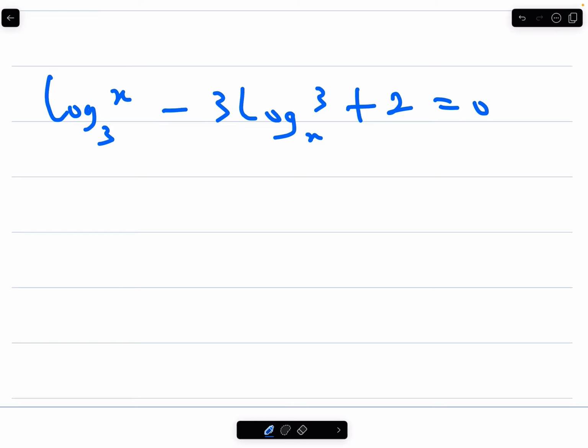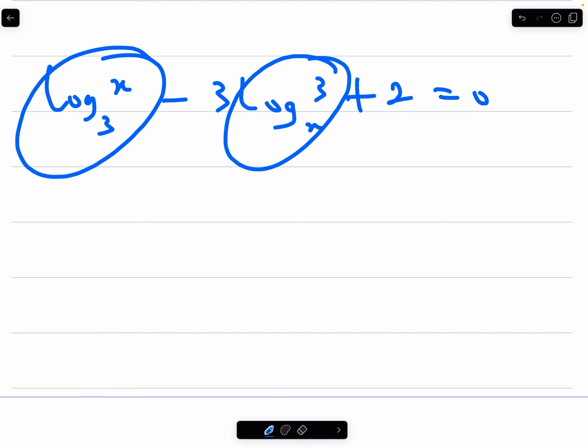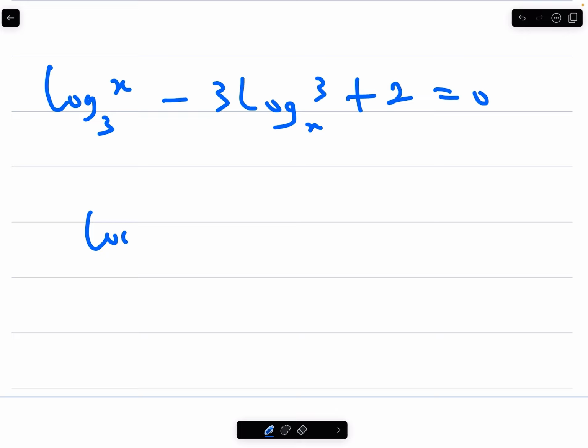Solve this very quickly: log x base 3 minus 3 log 3 base x plus 2 equals 0. First of all, log x base 3 is the same as 1 divided by log 3 base x, and I can also say log 3 base x is the same as 1 divided by log x base 3. Generally, log a base b is the same as 1 divided by log b base a.